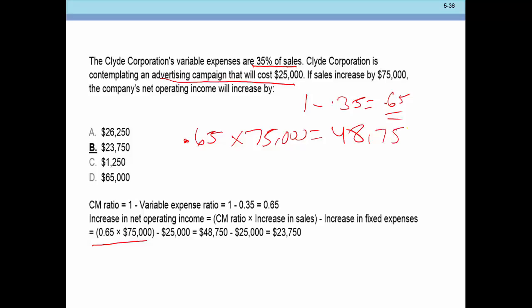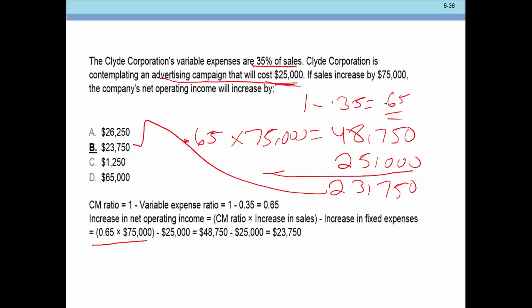And then I simply have to subtract off my advertising campaign increase, which is 25,000. Essentially, I've increased my fixed cost, haven't I? And that gives me what? 23,750. There it is. Right?